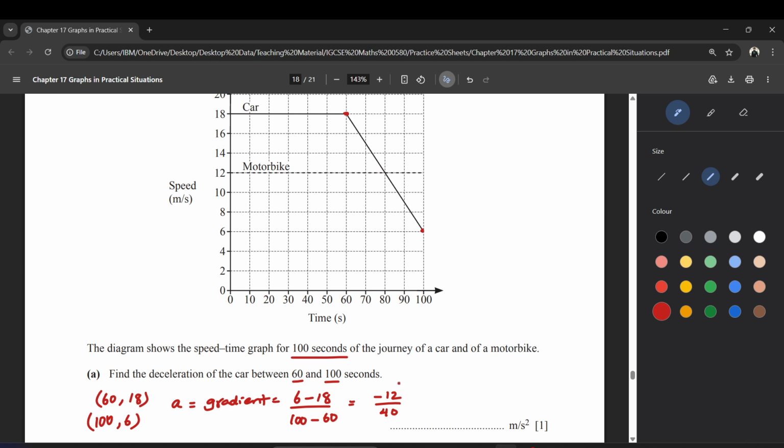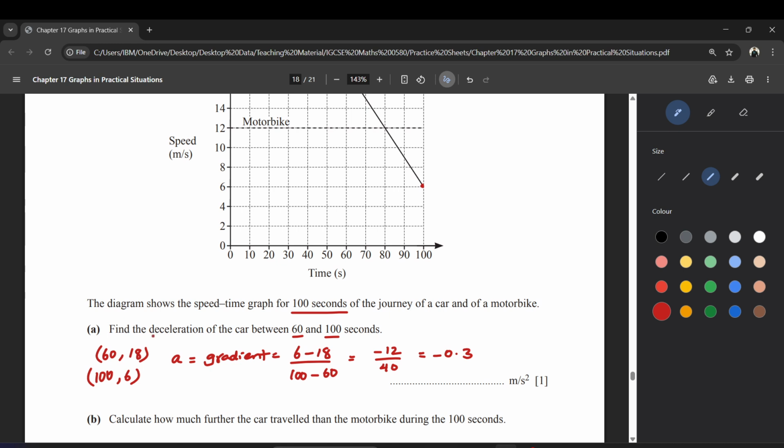Okay, so 6 minus 18, that would be minus 12 upon 40. So let me work that out. Minus 12 divided by 40, that gives us minus 0.3. So this is the acceleration, but the question is asking for deceleration. So therefore, deceleration is equal to 0.3 meters per second square.